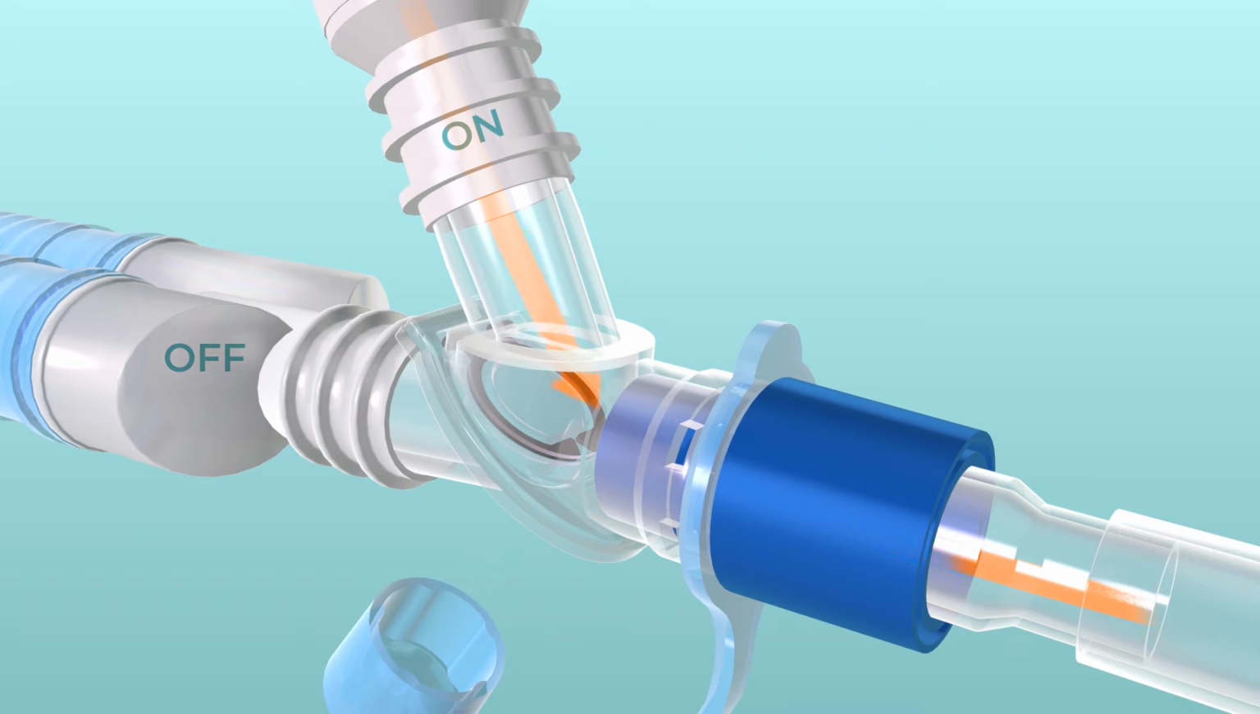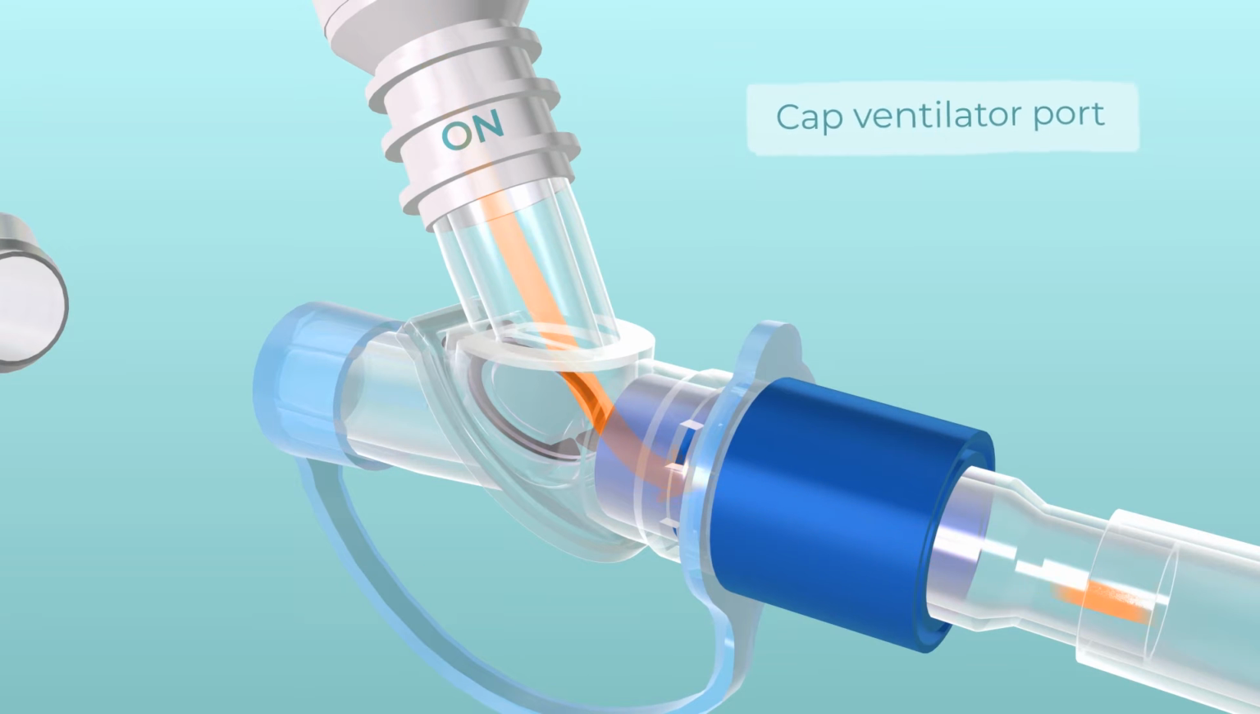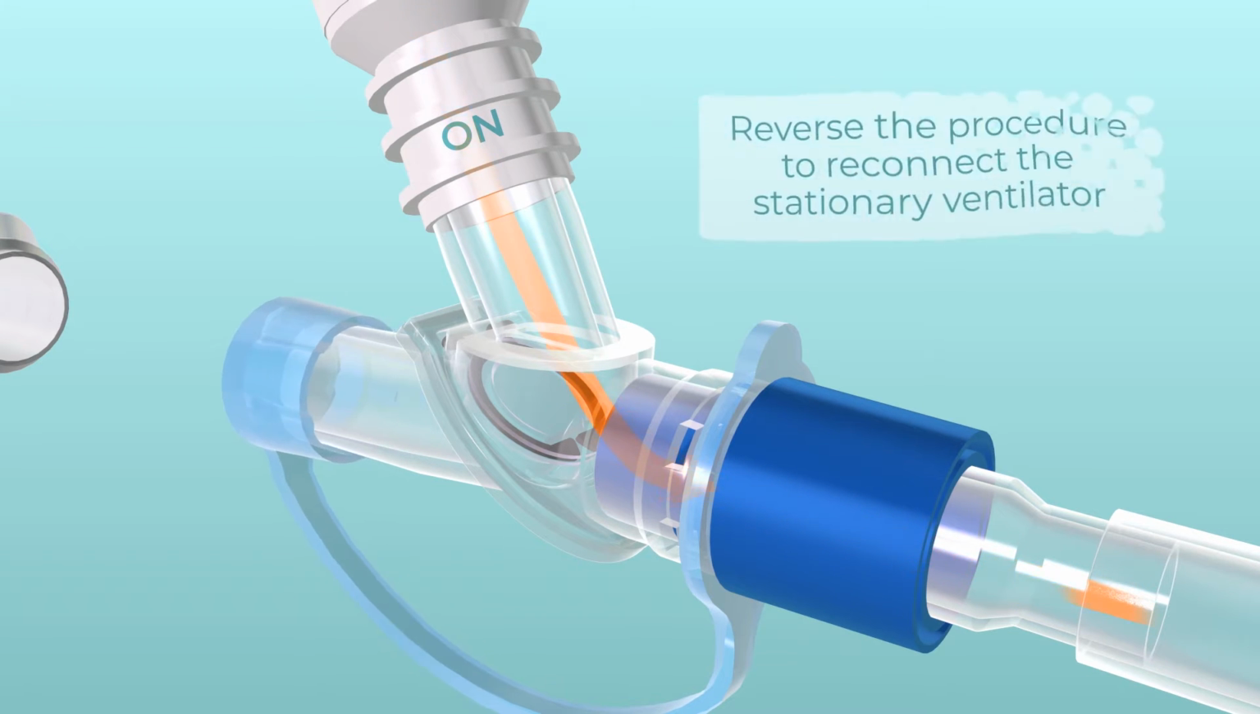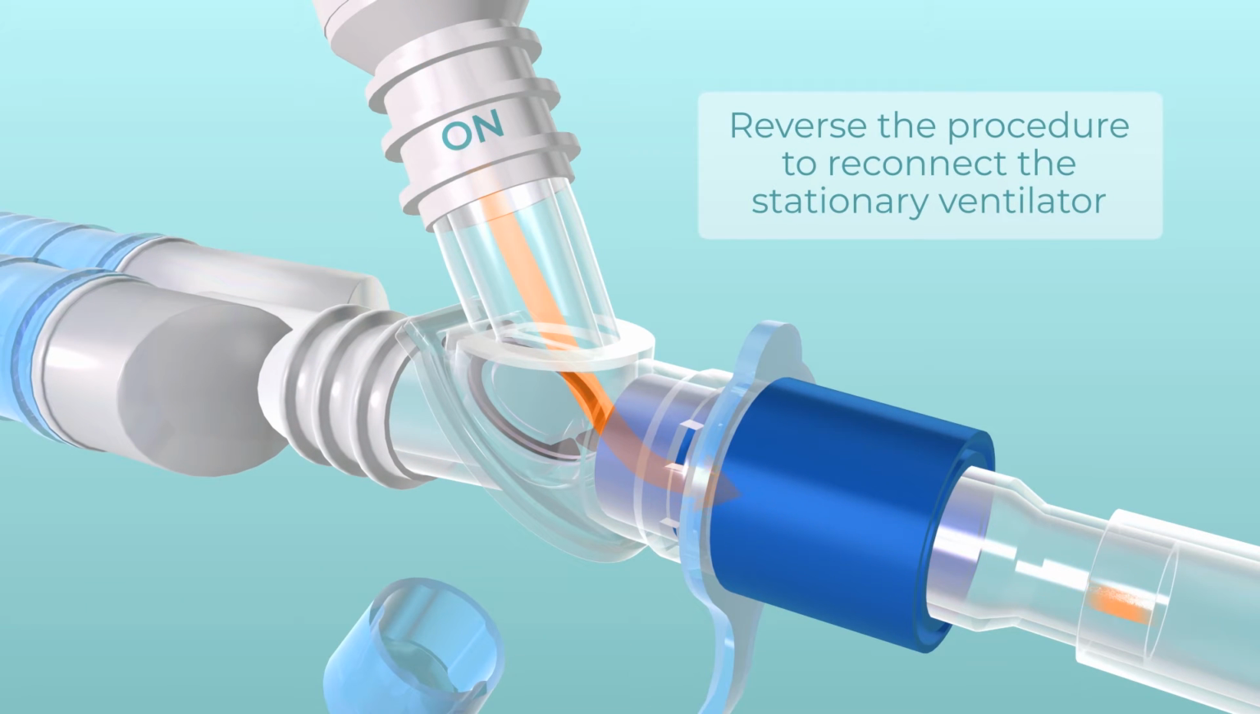This causes a pressure differential inside the Fluso ByPass Adapter, activating the swing valve technology and sealing off the ventilator port. The flow of gas now travels from the bypass port to the patient port. Cap the ventilator port not in use with the tethered cap, and the patient is ready for transport. Simply reverse the procedure to reconnect a stationary ventilator.